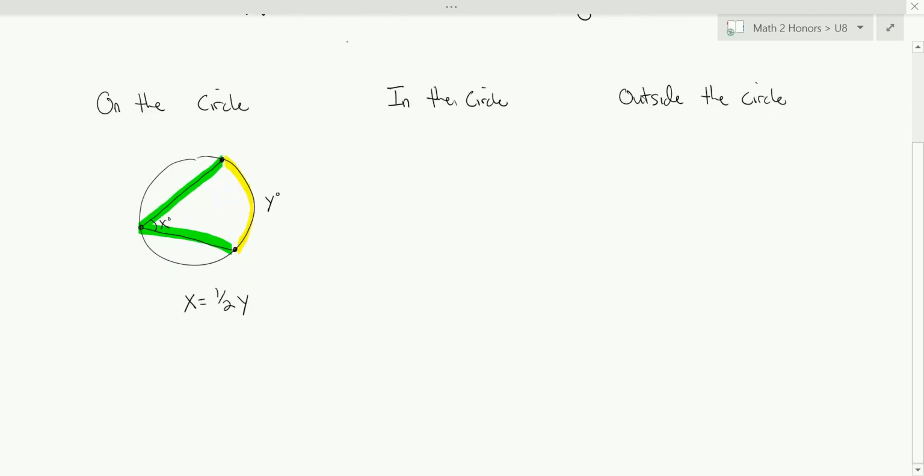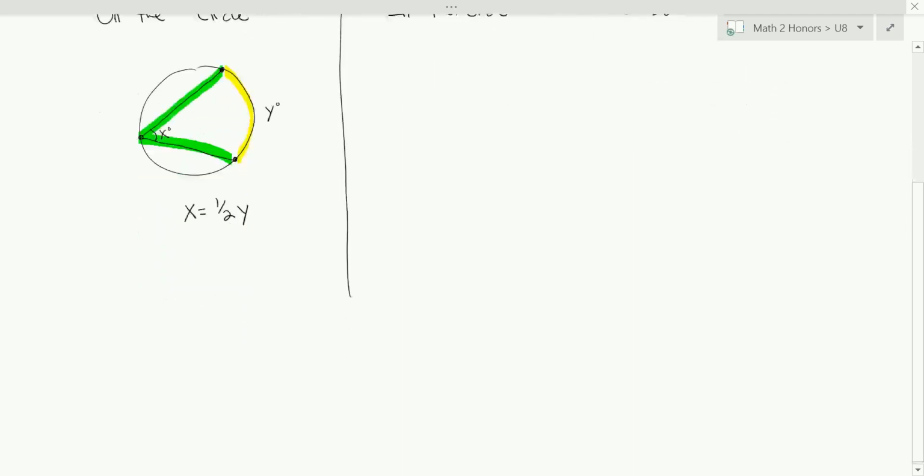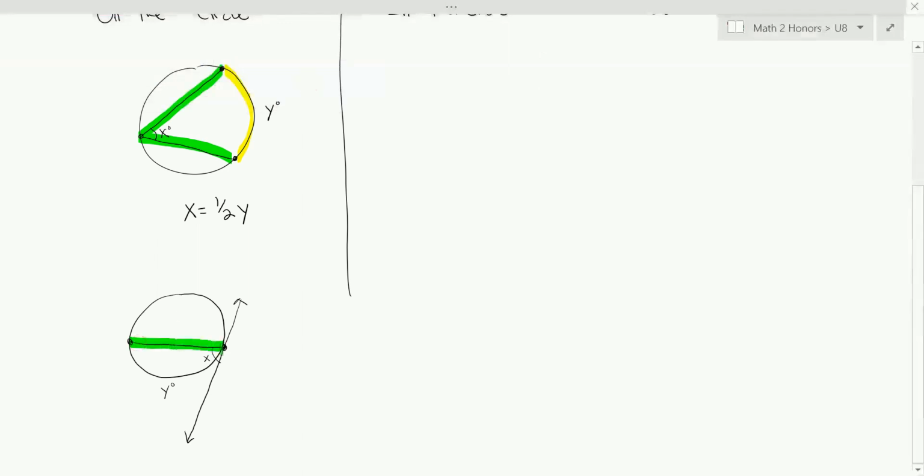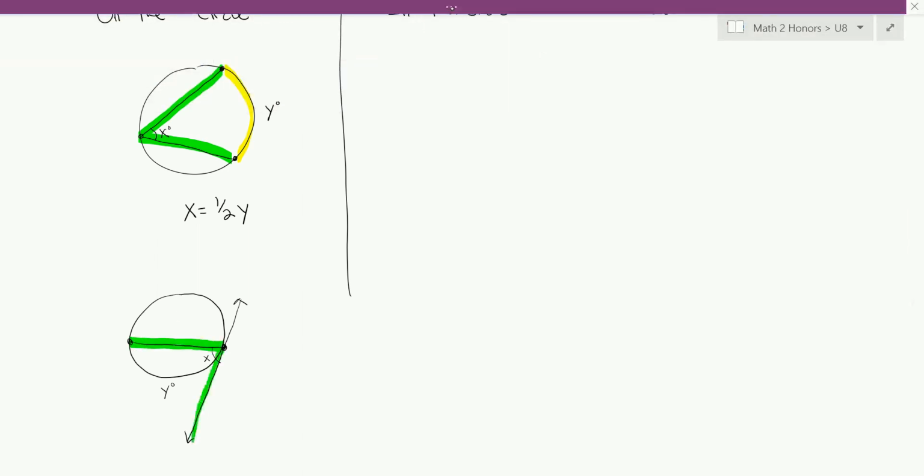There is another case on the circle that we have not seen. I'm going to give it to you. And that's the case where you have a tangent and a chord meeting at the point of tangency. So here's your tangent. And here's your chord. It forms this angle x here, and it intercepts this arc measure y here. So again, I'll highlight the angle in green and the arc that it intercepts in yellow.